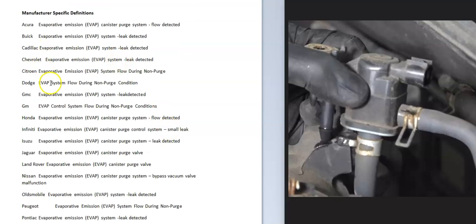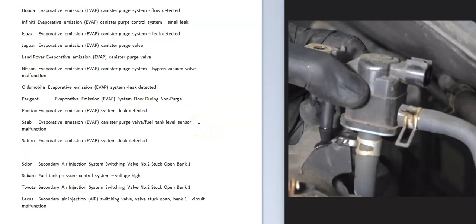So for example, if you have a Chevy, it'll be evaporative emission system leak detected. If you have a Honda, it'd be evaporative emission canister purge system flow detected. And with some, it could be something completely different. For example, Toyota would be secondary air injection system switching valve number 2 stuck open bank 1. So the first thing to do if you get this code is to Google your manufacturer of your car along with the code to be sure exactly what's going on.